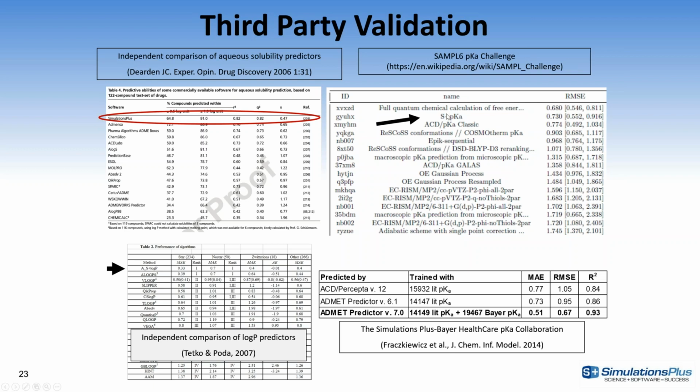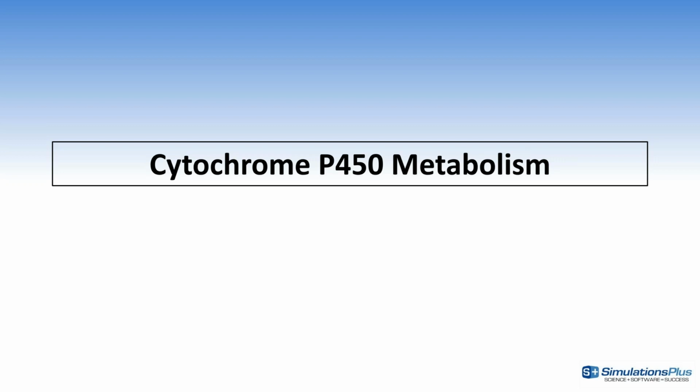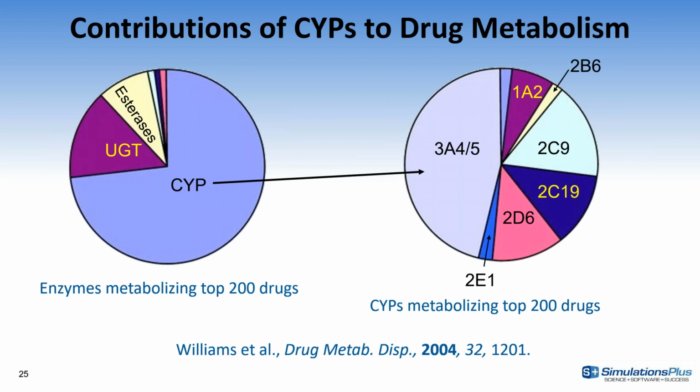Also, some of these models are from very high level ab initio calculations, and of course they probably took a lot longer than ADMET Predictor. ADMET Predictor can calculate pKa's very quickly, as I'll show on calculating one simple model. Okay, now let's move on to Cytochrome P450, and this is our metabolism module within ADMET Predictor.